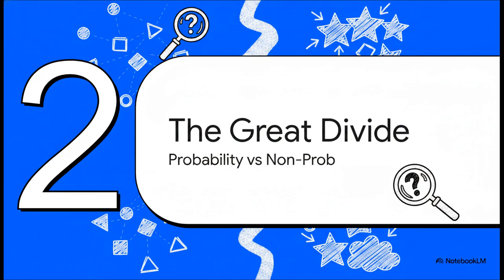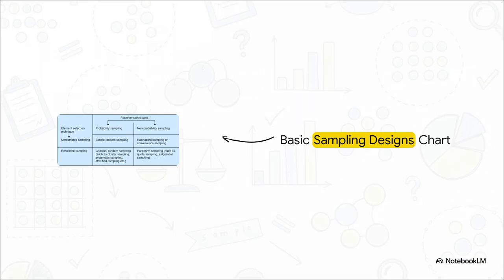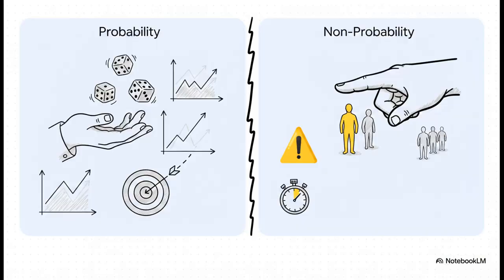Moving right along to Section 2, the Great Divide. This is where we look at probability versus non-probability. Now, what's really interesting about this slide is how it maps out the entire territory for us. Basically, all sample designs fall into two main categories based on their representation basis and the technique used to actually select the elements. Let's really contrast the core of this divide, because it's absolutely crucial.